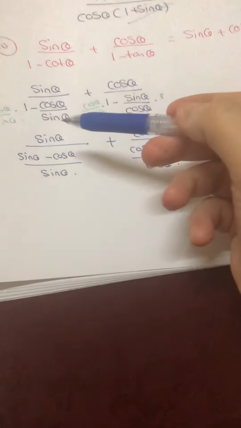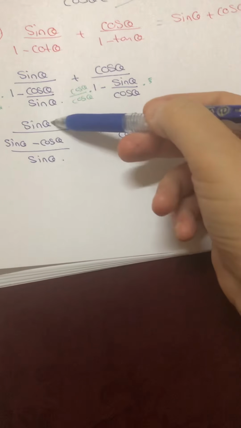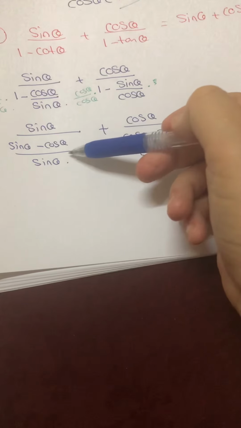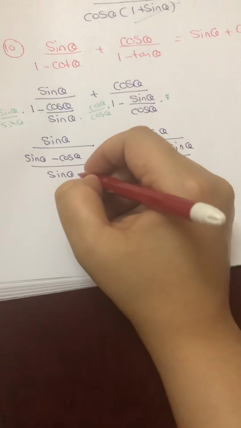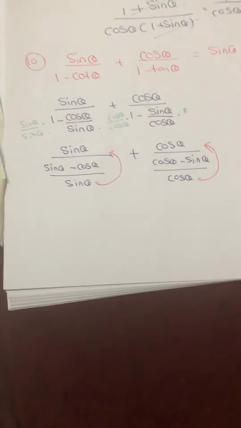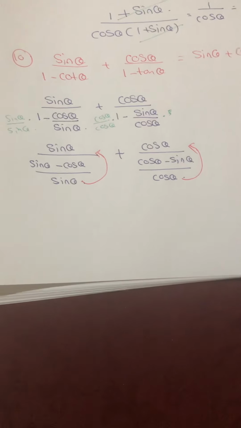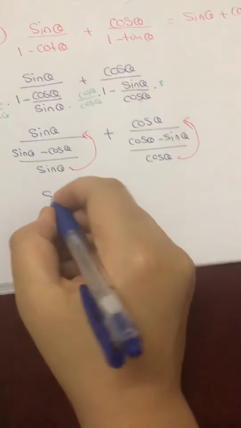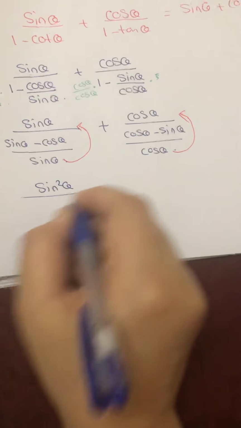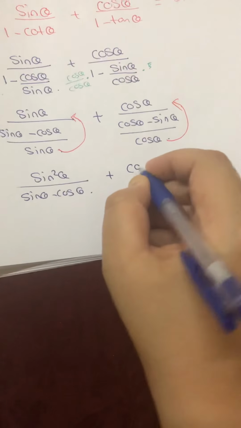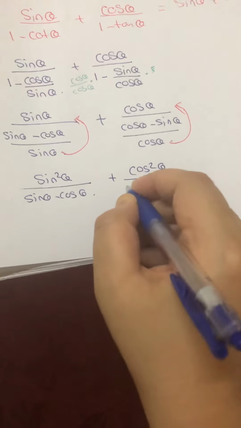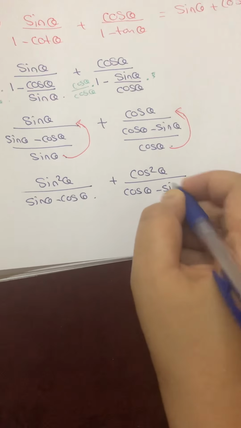Of course, sine divided by this is the same as sine multiplied by the reciprocal of those. As I told you before, you can simply take the denominator of the denominator upwards, multiplied by the numerator. In a second, you're gonna get sine squared theta over sine theta minus cosine theta. And here I'm gonna get cosine squared theta all over cosine theta minus sine theta.